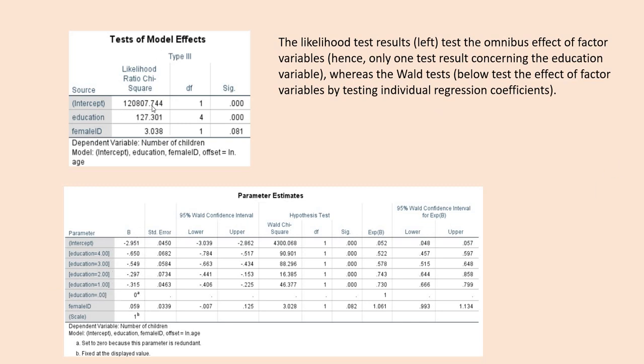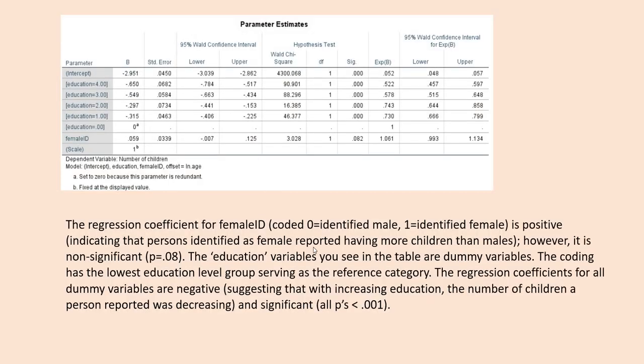So the likelihood ratio test basically tests the omnibus effect of that factor, and then under parameter estimates, because we have dummy coded variables, each individual dummy variable is being tested for statistical significance. So let's look at our regression coefficients a little bit more closely. The regression coefficient for the female ID variable right here is positive, and that indicates that persons identified as female reported having more children than males, but we do see that it is non-significant, and it was also non-significant using the likelihood ratio test.